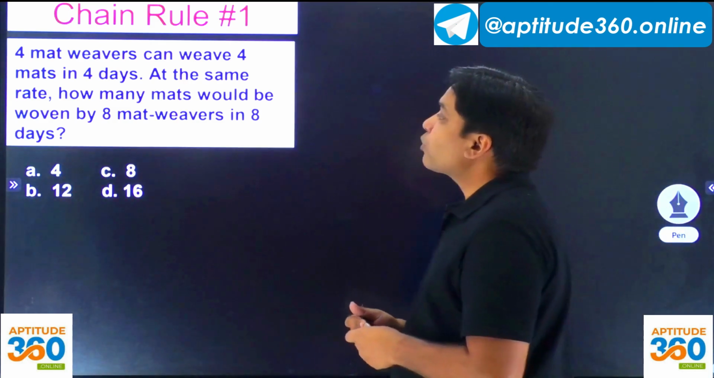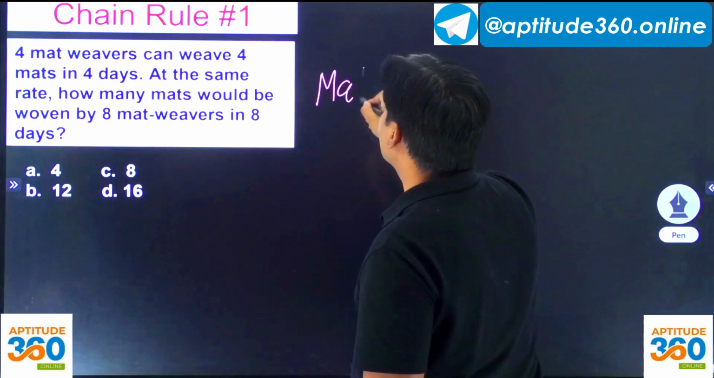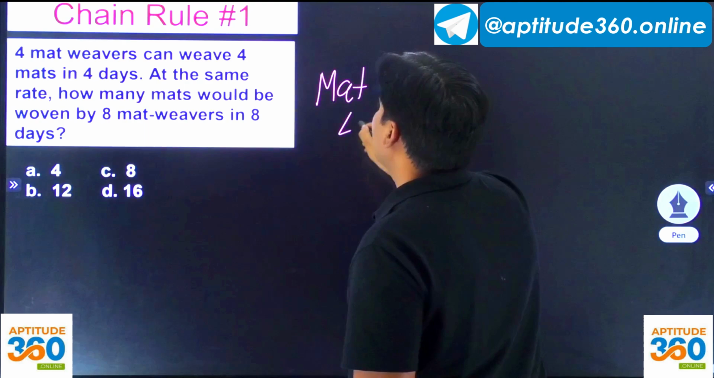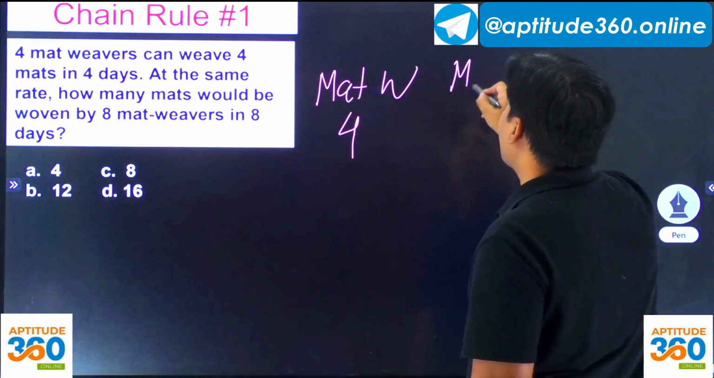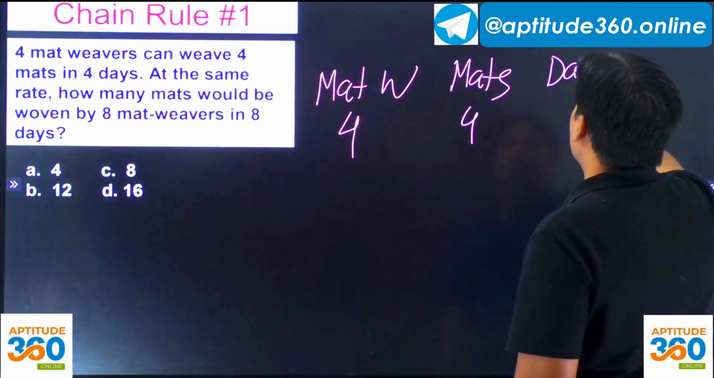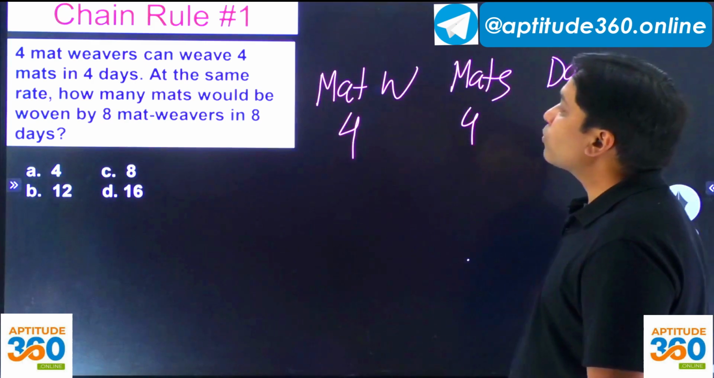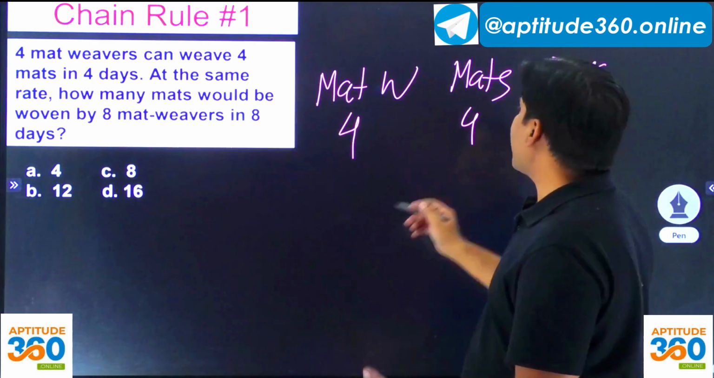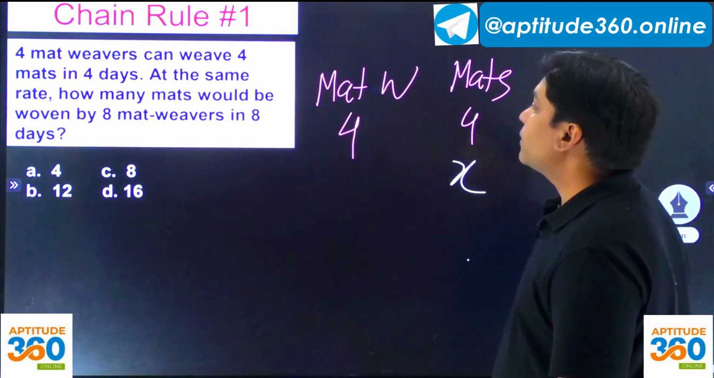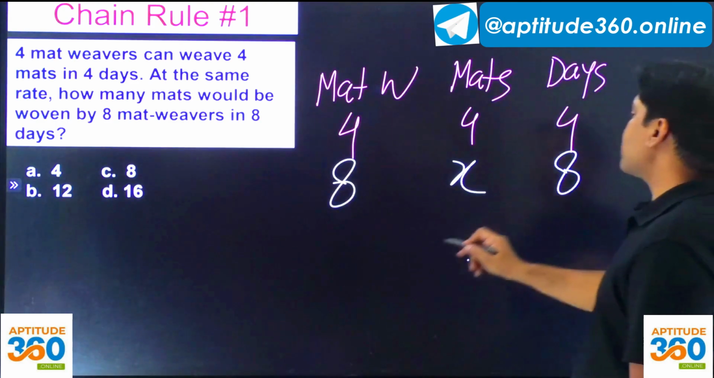So what does this problem say? Four mat weavers can weave 4 mats in 4 days. So the problem is at the same rate, how many mats would be woven by 8 mat weavers in how many days? 8 days. So what did I say?